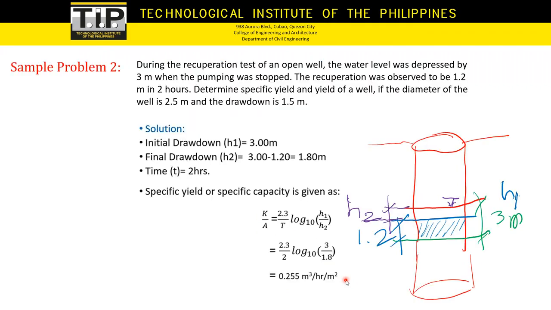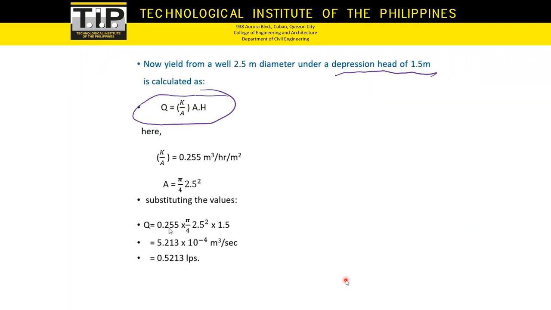And then, ang pangalawang tanong is the yield itself. No? Specific yield, that's K over A. Yield itself, you just need the specific yield multiplied to the area and the drawdown. So, 0.255 yung ating K over A kanina. Area lang to ng well. That is 5 over 4 times diameter 2.5 squared. Times yung drawdown na 1.5, you now have the value of yield, which is 5.213 times 10 raised to the power of negative 4 cubic meter per second.